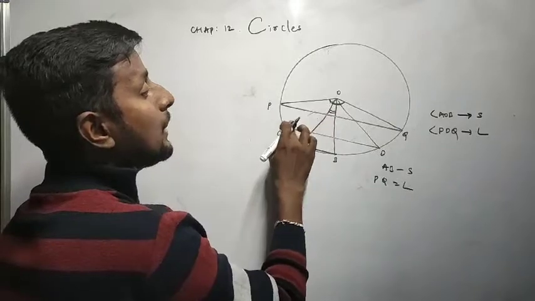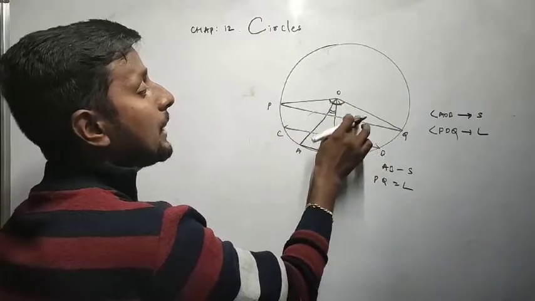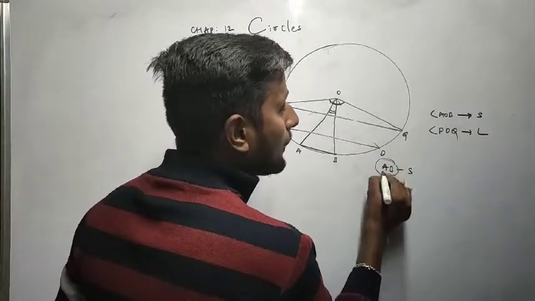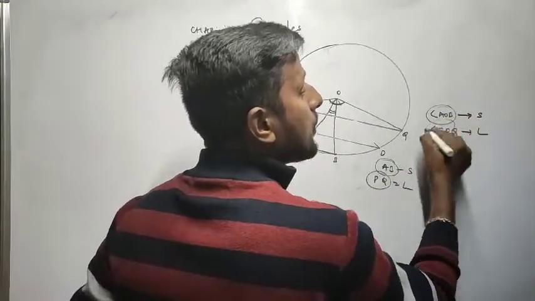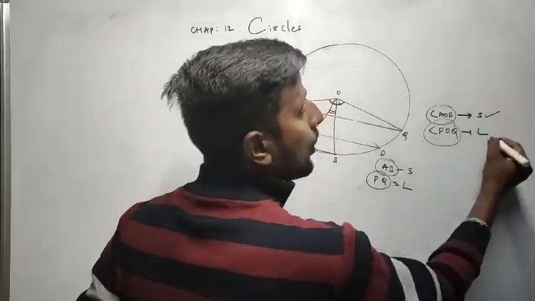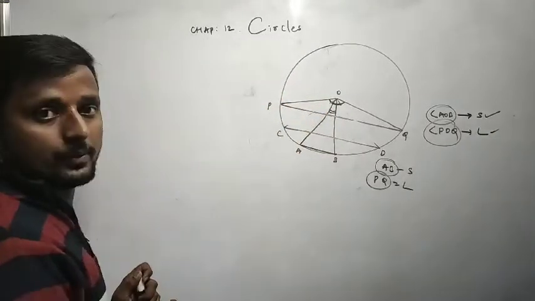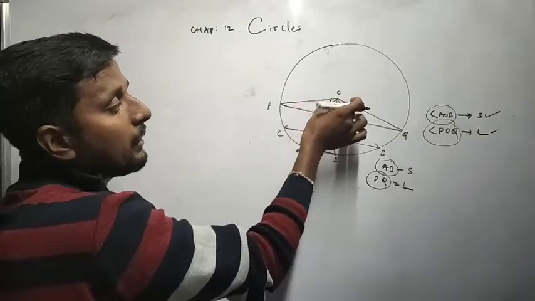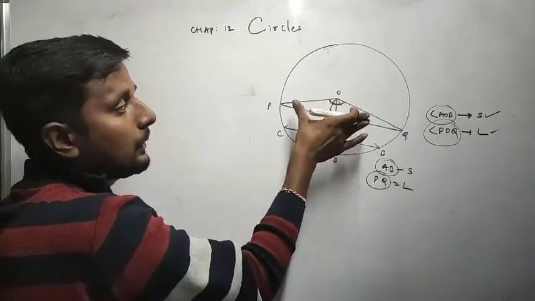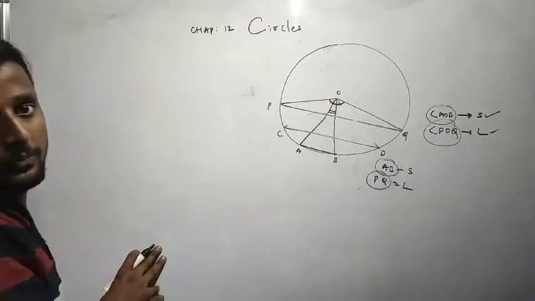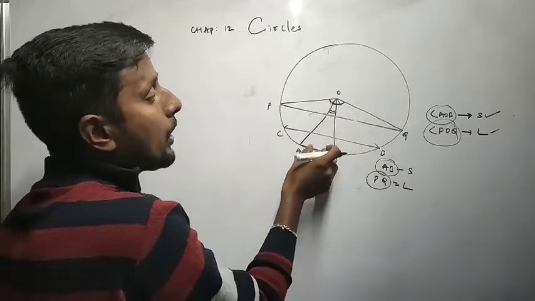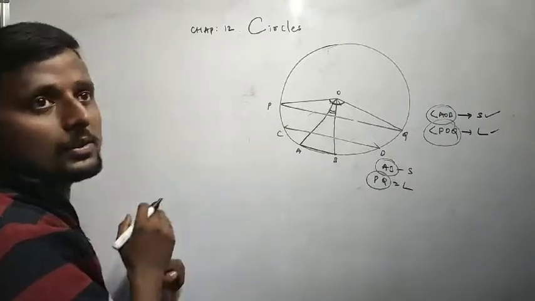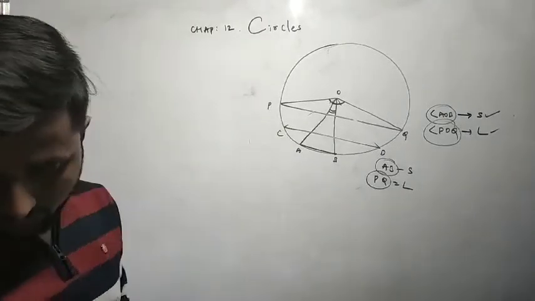That means the angle subtended at the center is always based on the length of the chord. If the chord is small, the angle is also small. If the chord is large, the angle is also large. The same thing holds vice versa. If a chord makes a large angle at the center, it is the larger chord. If a chord makes a smaller angle at the center, it is a smaller chord of the circle.